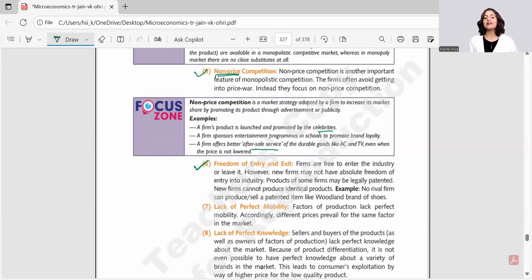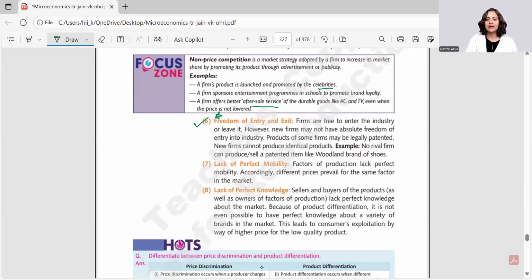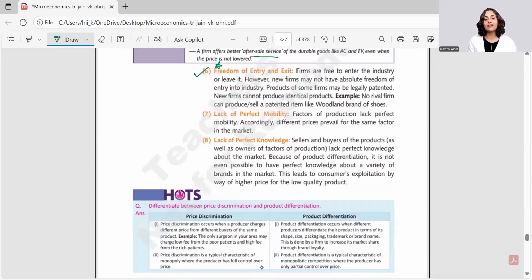Here, the freedom of entry and exit is there. This is a common feature which we have already studied in perfect market competition, because there are no barriers to entry, and anyone who wants to join can join. Anyone who is facing troubles can exit the market form. Then we have lack of perfect mobility and lack of perfect knowledge. As I've told you, perfect mobility also is not there in this market form. Hence, different prices are there for the same factor.